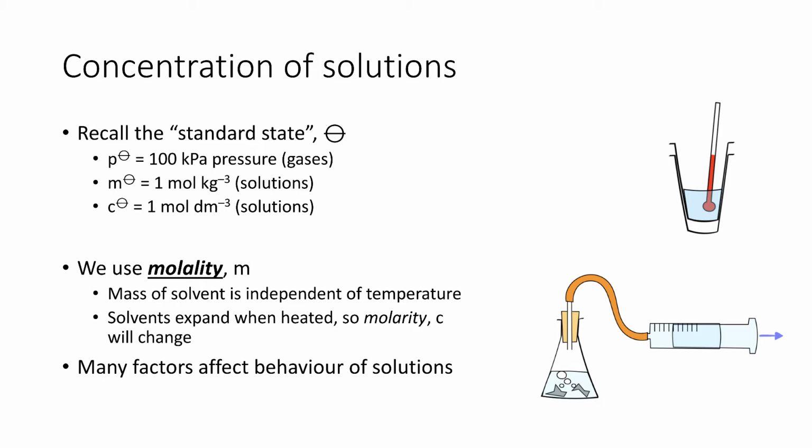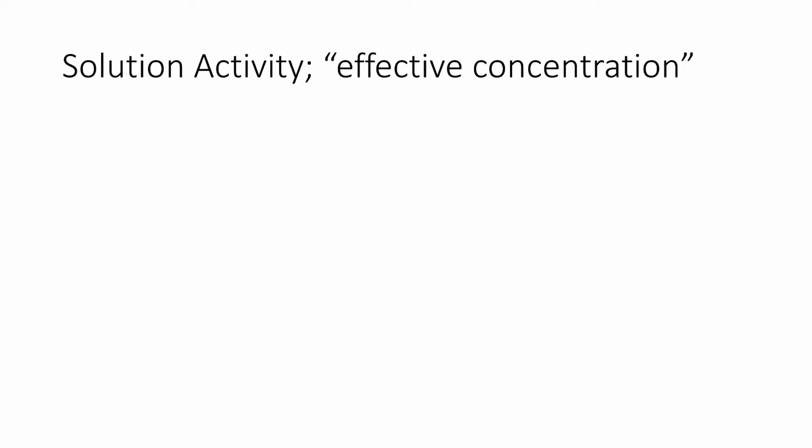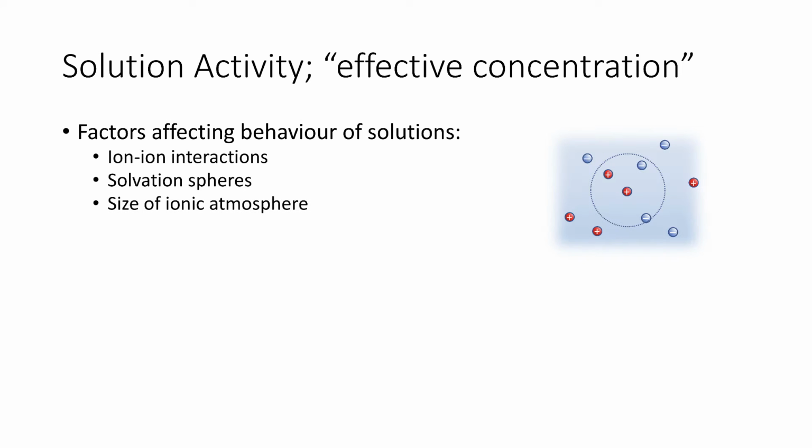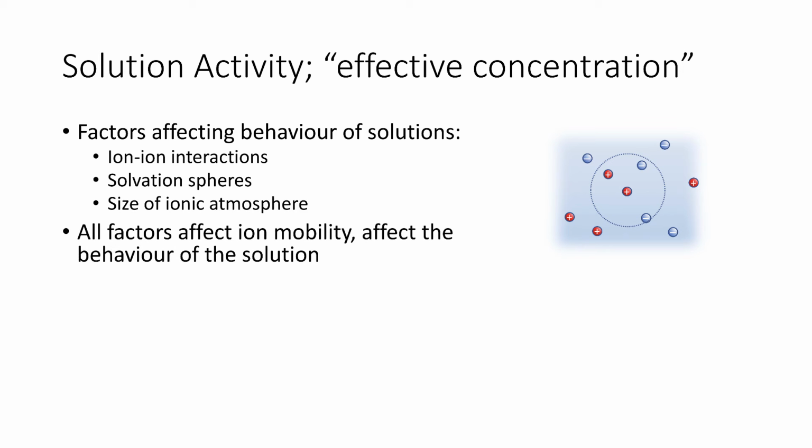Many factors affect the behaviour of these solutions, and we're going to cover a few of them in this session. The solution activity, which is one way of thinking of the effective concentration, is one of the key things that we're going to consider here. We introduced the ion-ion interactions, solvation spheres, but also the size of the ionic atmosphere. All of these things affect the mobility of ions within that solution, fundamentally changing the way in which it behaves. We think of ideal solutions where the concentration is equal to the activity, but very few solutions are ideal. We've demonstrated this by discussing the presence of the ionic atmosphere.